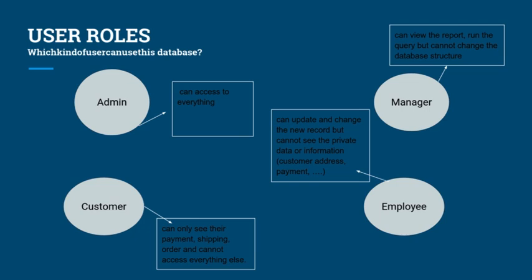Going to customer. Oh, employee. Let's talk about employee. Employees can update and change the new record. For example, if they sell something, they will add that: today this customer bought this product. They will add it into the database, but they cannot see private data or information like customer address or payment. It's very illegal for them to do that. And we have customer, who can only see their payment, shipping, and order, and cannot access everything else.